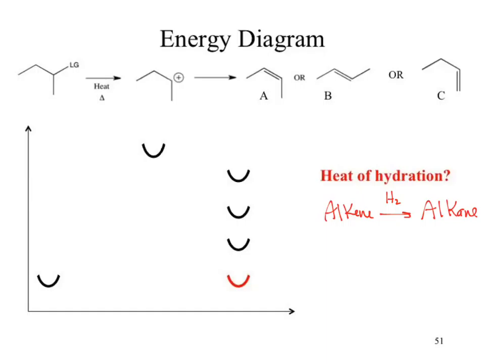So everything up here was an alkene down to my alkane. Which of those gives us my highest heat of hydrogenation? C, because it starts at the highest energy state. So we can quantify energy stability by looking at heats of hydrogenation. That hydration is bothering me. Sorry, I need to fix that.